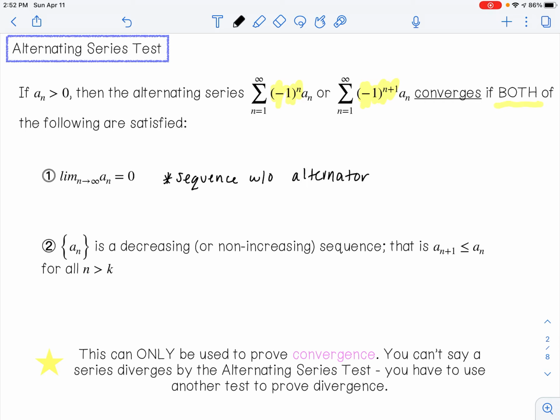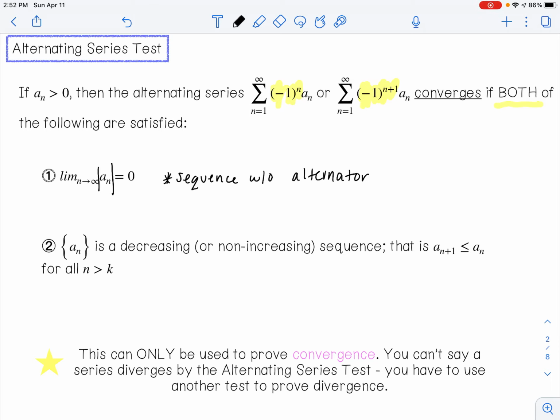You can also consider it as the absolute value of it. Just get rid of the alternator, take the limit. If it equals 0, great. The next thing that you want to do is check that the sequence without the alternator, just the sequence a_n, is decreasing or non-increasing, meaning that it's staying constant and then going down. That is, the n plus 1 term is less than or equal to the nth term. So each consecutive term is equal to or smaller than the previous term.